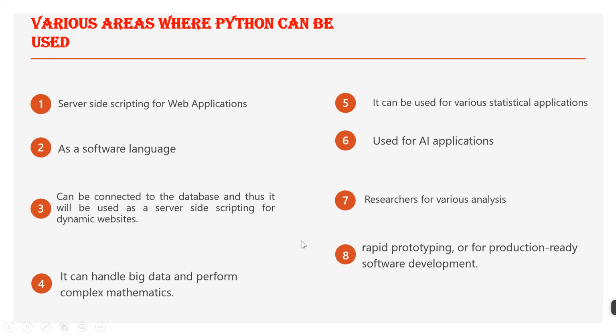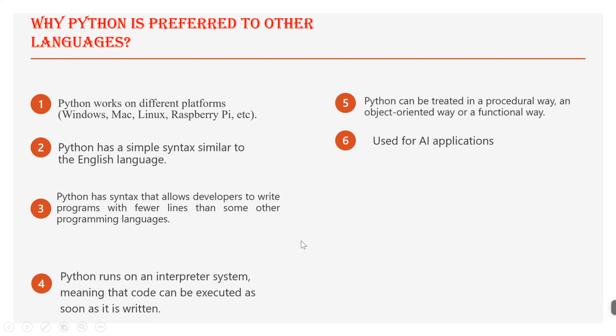So, let's see what are the other benefits of using Python. The first one which comes to our mind is that Python works on different platforms. It is not operating system specific. It can work under Windows, it can work under Mac, it can work under Linux, even it works on Raspberry Pi also. So that means it's versatile. It can be used for any type of operating system platform.